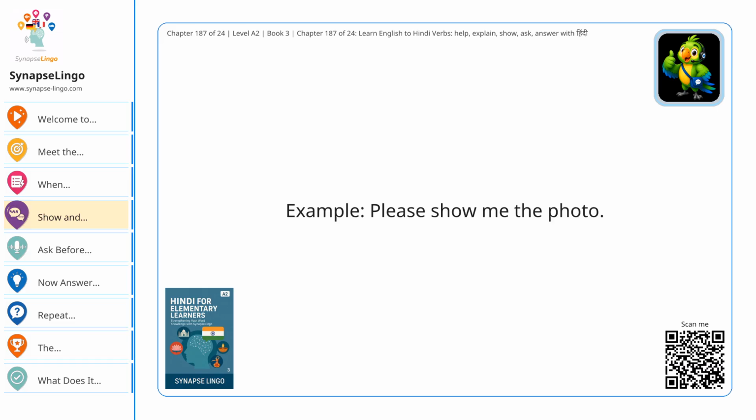Example. Please show me the photo. Key Hindi verb. दिखाना. Useful contrast. Show is दिखाना, while see is देखना. One person presents, the other person views.